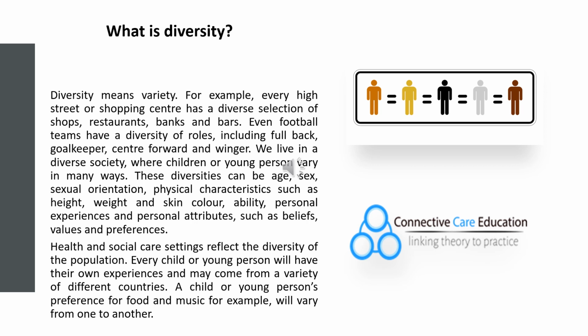These diversities can be age, sex, sexual orientation, physical characteristics such as height, weight and skin colour, ability, personal experiences, personal attributes such as beliefs, values and preferences. Health and social care settings reflect the diversity of the population. Every child or young person will have their own experiences and may come from a variety of different countries. A child or young person's preference for food and music, for example, will vary from one to another.